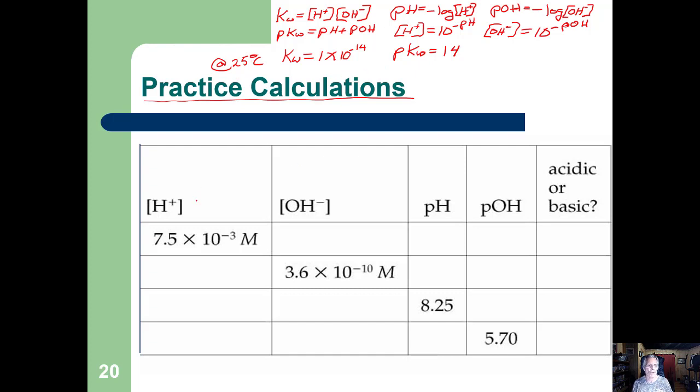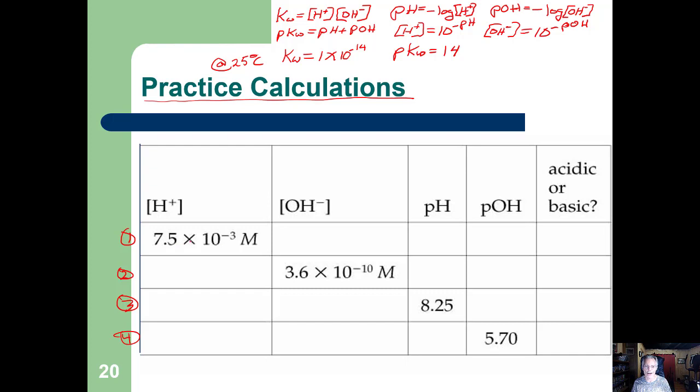So here we go. The first row, I'm going to call this row 1, and then row 2, row 3, and row 4. Looking at row 1, I'm seeing that the hydrogen ion concentration is 7.5 times 10 to the minus 3. I could go ahead and calculate the hydroxide ion concentration using this equation, but let's do the simplest thing.